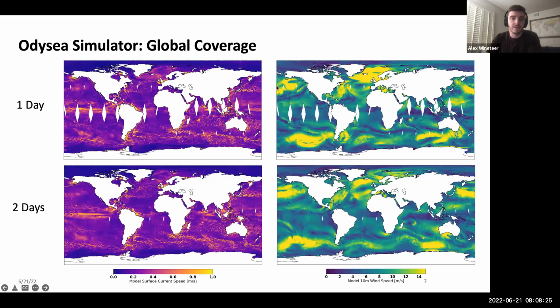Okay, so this is some of the results from the simulator. This has no noise in it yet. This is just showing the global coverage that Odysea can achieve. So in one day, you can see in this top pane for surface currents and winds, we get pretty much near global coverage. It's really just near the equator where we have some missing diamonds between the ascending and descending passes. At 2 days, we're pretty much fully covered. We have these little tiny diamonds that will very quickly fill in.